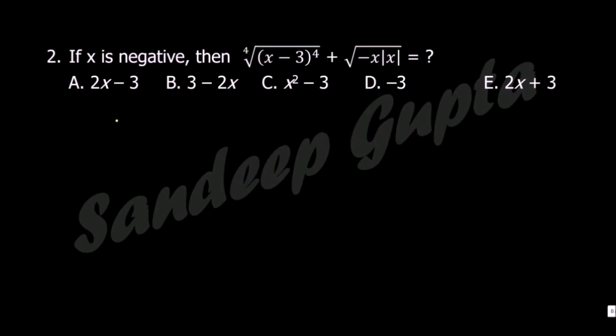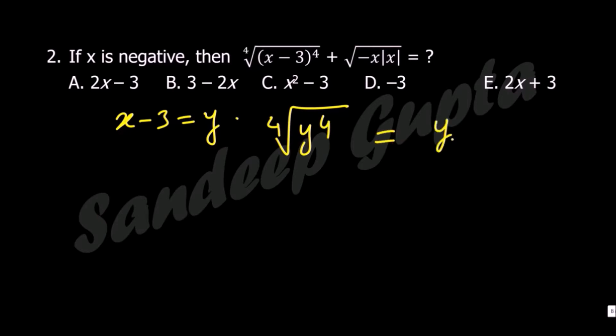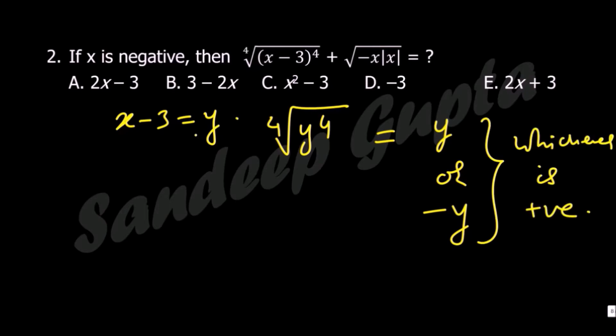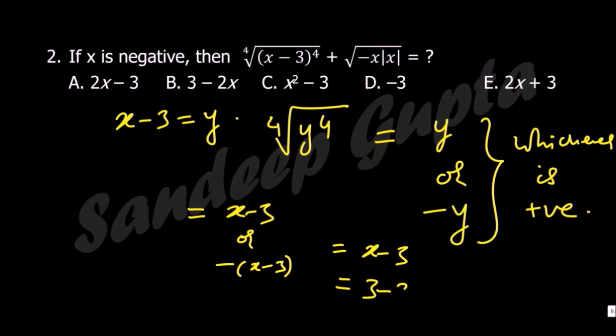Just assume for a second x minus 3 equal to y. So in this case, you are calculating fourth root of y to the power 4, which will be equal to y or minus y, whichever is positive. That means in place of y, we can once again substitute it will be equal to either x minus 3 or minus of x minus 3, which is minus x plus 3 or equal to 3 minus x, whichever is positive, right?